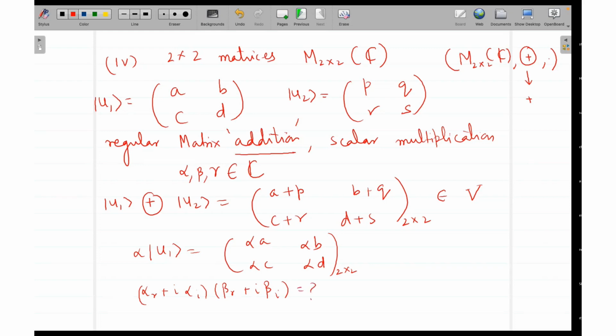Will this be a complex number or not? Yes, sir, it will always be a complex number.